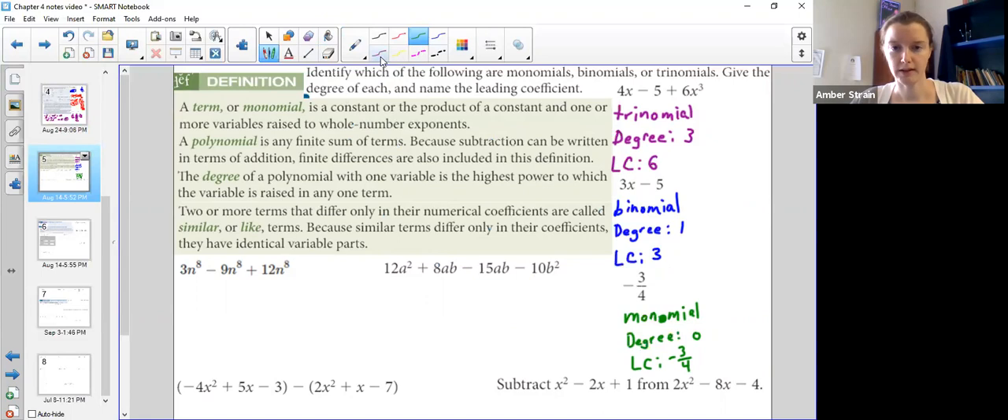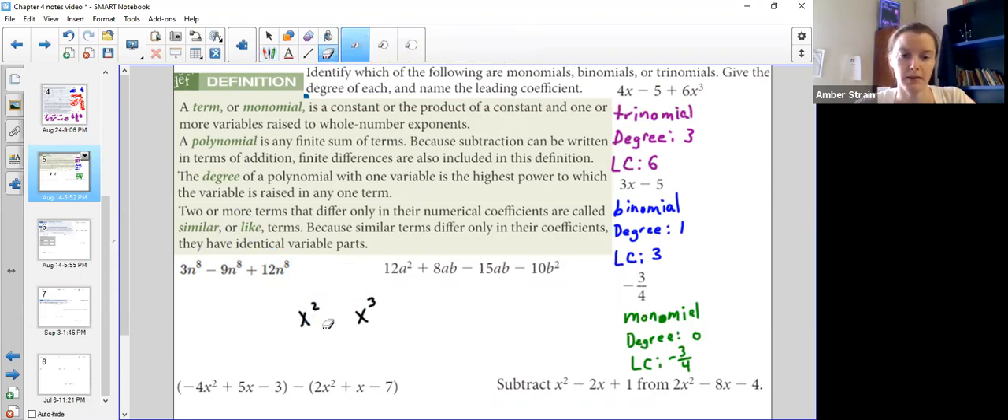So it's important to have this language settled because we want to be able to combine like terms. What that means is we would go through and find ones that have exactly the same variables with exactly the same exponents. For example, if you had an x squared and an x cubed, even though they have the same base of x, we could not combine them. They would not be like terms because they have different exponents. So in this problem right here, I have n to the 8th, n to the 8th, and n to the 8th. So they all have the same matching variable and power parts.